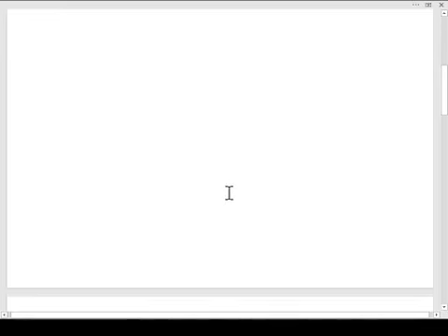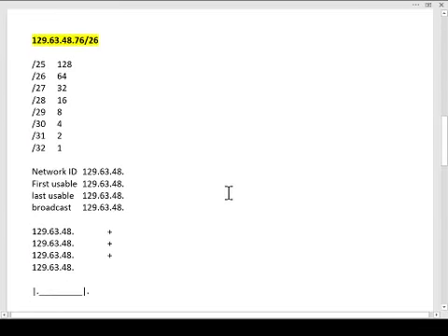Right, now on to the next problem. Now this one, 129.63.48.76, and we're using a /26. So we look at our chart and we see that we go up by 64s. So it's not going to be too hard to do on this one. We're going to start out at .0, and of course, we're going to have to add in 64.